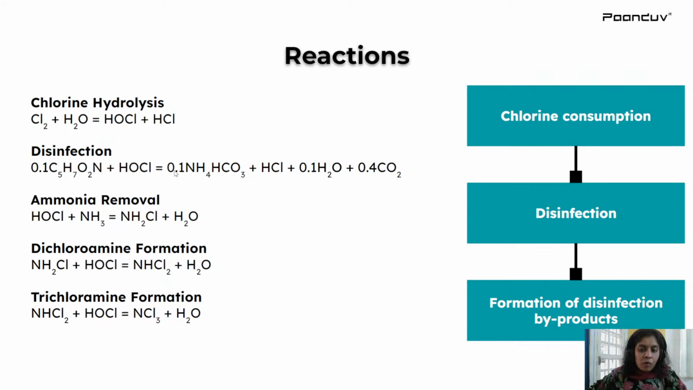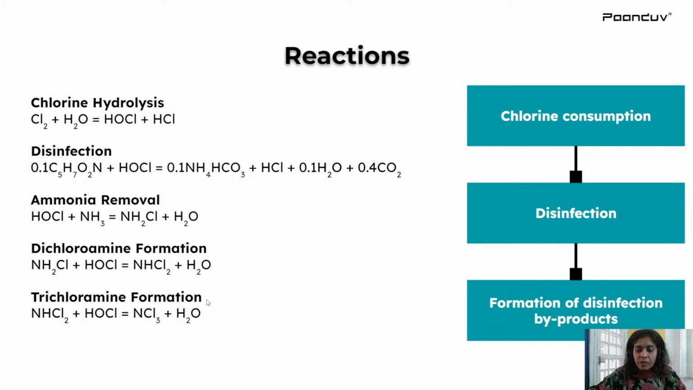In this particular case, we have modeled 5 reactions, the first being chlorine hydrolysis, through which the chlorine converts into hypochlorite. The second is the disinfection reaction, when the hypochlorite acts on the organic microbial concentration. Then ammonia removal, and dichloramine and trichloramine formation. Now, if you see these 3 reactions, the product from the first reaction acts as the reactant for the second reaction. The product from the second reaction acts as the reactant for the third reaction. So these are sequential reactions.